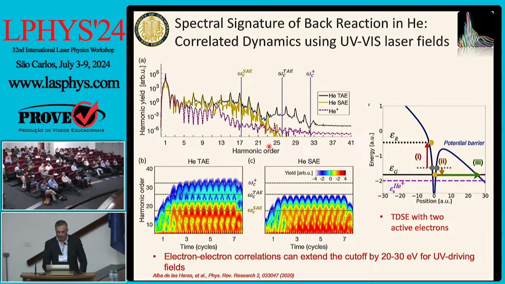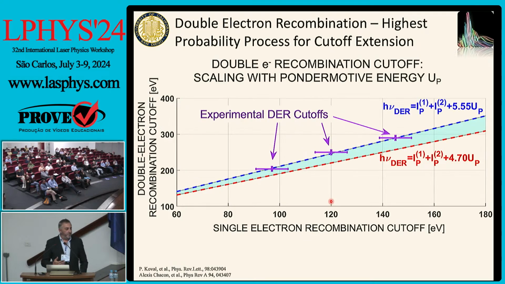and helium plus stops at about here, and the rest of the emission is due to the correlation between the electrons. So we can do the usual time-frequency analysis, where in the vertical scale here we have the photon energies, and we can convince ourselves that this extension of the cutoff is due to electrons talking to each other. However, in the experiment, we observe a much higher extension of the cutoff.